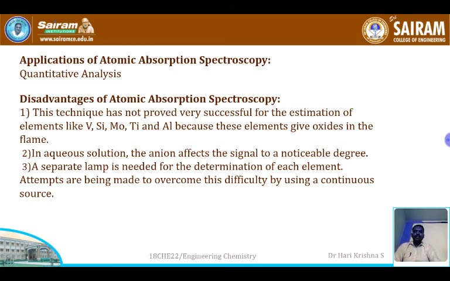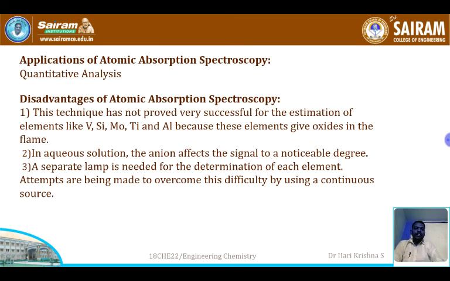Next, disadvantages. This technique cannot be used for vanadium, silicon, molybdenum, aluminum, because these give their respective oxides in the flame. So when you expose aluminum to flame, it gives aluminum oxide, tin oxide, molybdenum oxide, vanadium oxide, etc. In aqueous solution, the anion effect affects the signal to a noticeable degree. Therefore, anions cannot be detected.